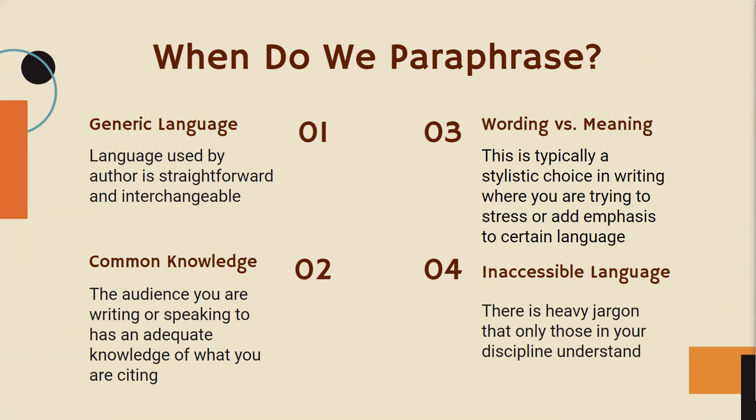The second one, common knowledge. The audience you're writing or speaking to has an adequate knowledge of what you're talking about. So you may be talking to someone about your experiment that you've done in bio class, and you may be speaking to your actual bio class and your actual professor. In that case, you wouldn't have to cite the things that people outside of your discipline wouldn't know, because your audience already knows what you're talking about. So you don't have to use direct quotes.